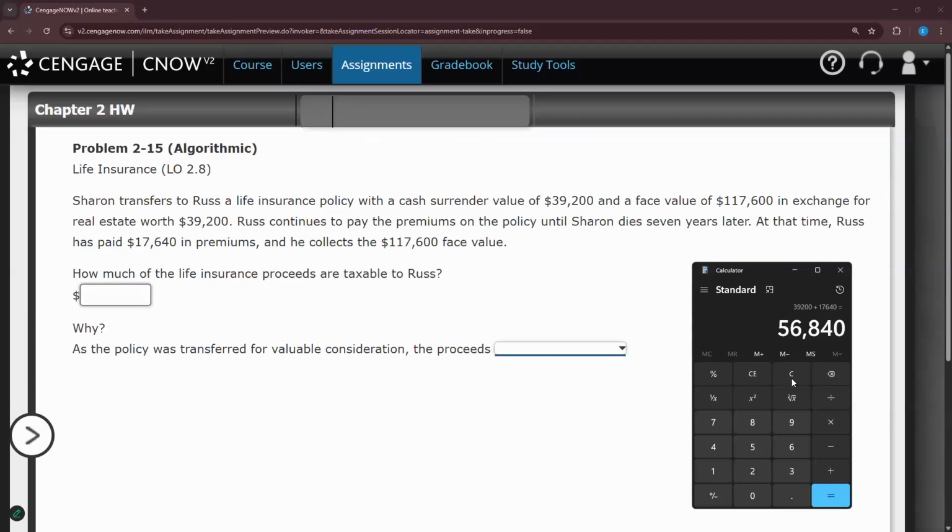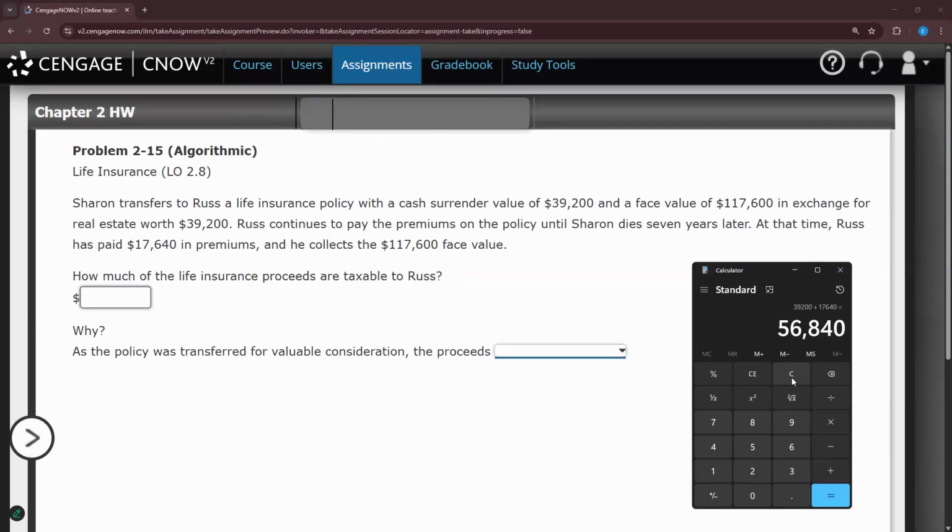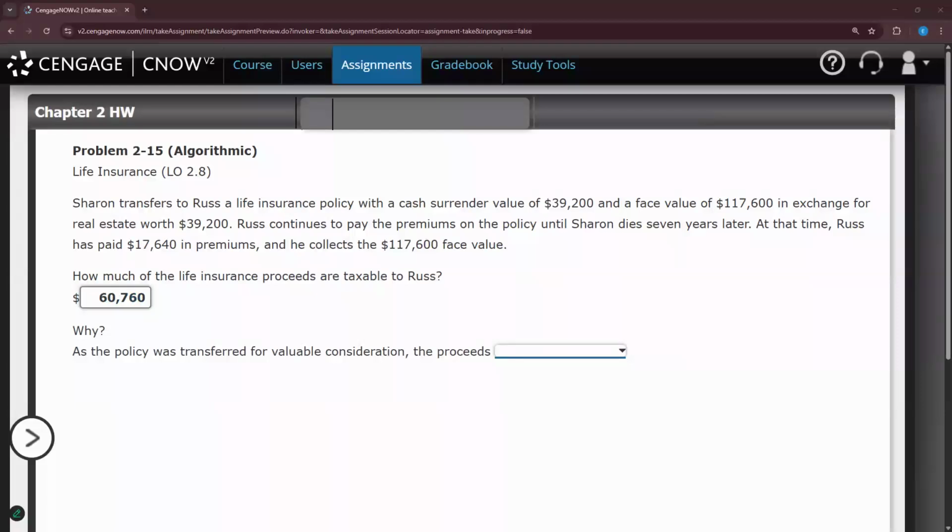So $56,840 represents the cash surrender value of the policy as well as the premiums that Russ has paid. So what we will simply do is we add the two and we get $56,840. And we are going to subtract this amount from the face value of the policy. So $117,600 minus the $56,840. The amount of the proceeds that is going to be taxable to Russ is $60,760.